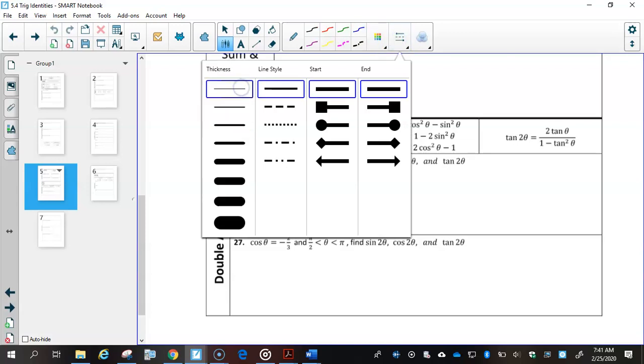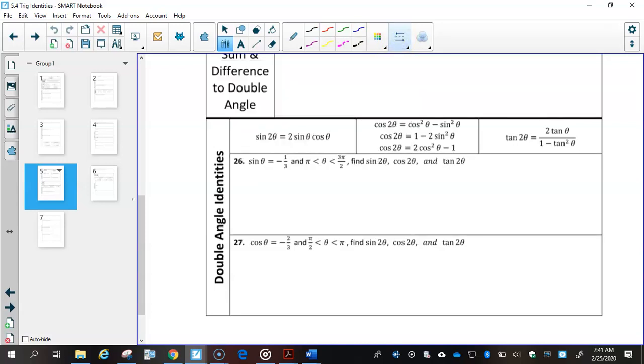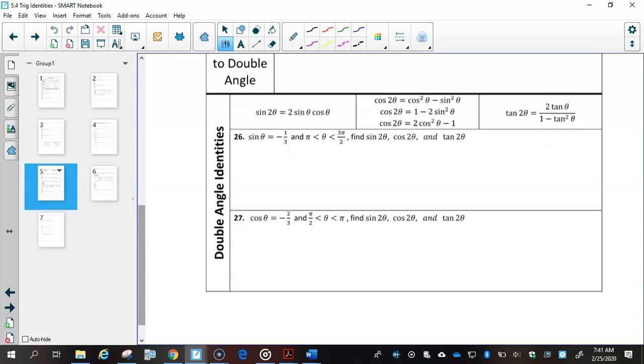So anytime it has 2 theta inside, that is your double angle. So also pay attention to that. It does not mean 2 times whatever. It actually means your double angle formula identity.